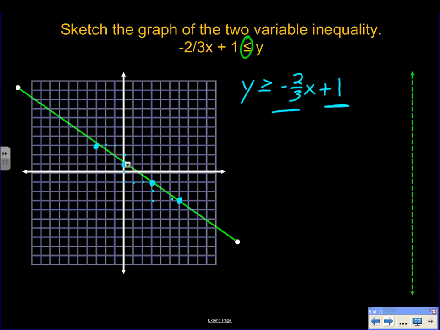And looking at this graph, now we need to pick a test point that the line does not go through. Let's pick the point 2, 3. So the point 2, 3. I'm going back to the original equation here. Or I'm sorry, the original inequality. Negative 2/3.